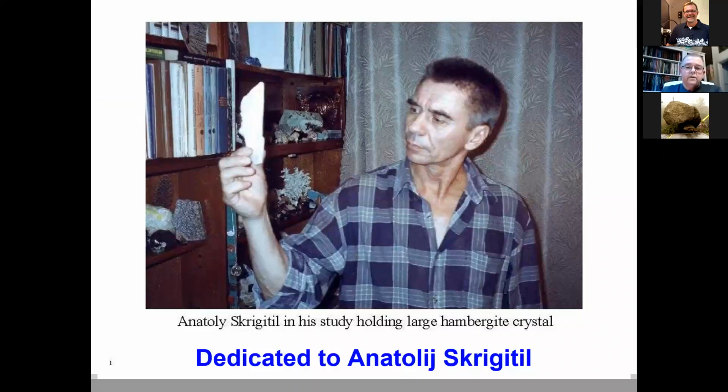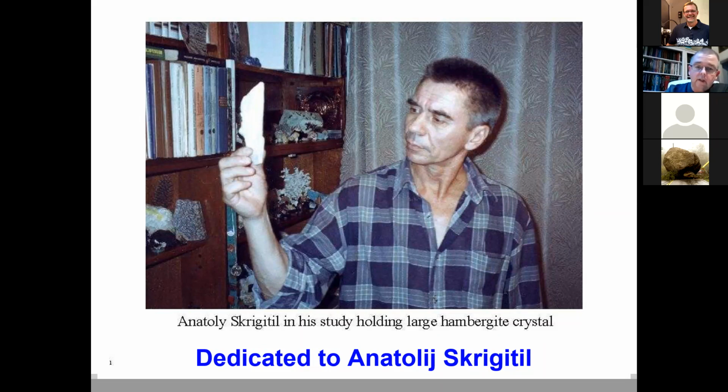Okay, very good. So I want to dedicate this to Anatoly Skrigetil, who was an excellent geologist and the director of Pamir Kvartsamosvetny. Here he is with a big hambergite crystal, which we'll come back to. At that time, that was the biggest known in the world. Several pegmatites in eastern Pamir are very rich in hambergite, some lovely twins and so on, and many other minerals like ERMS, which is not that common.